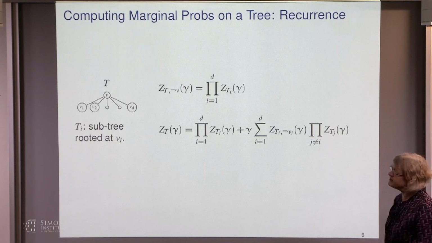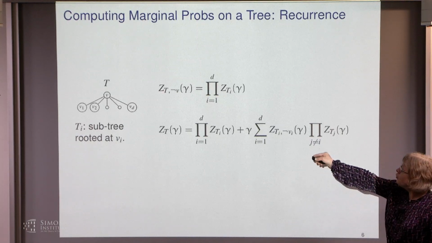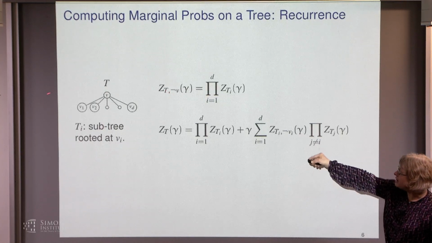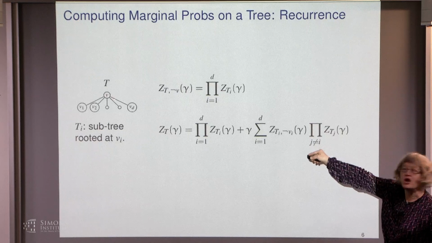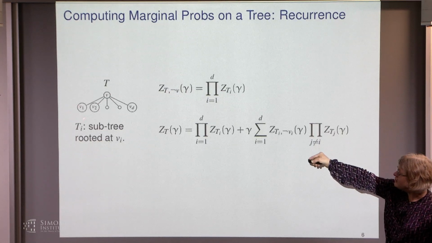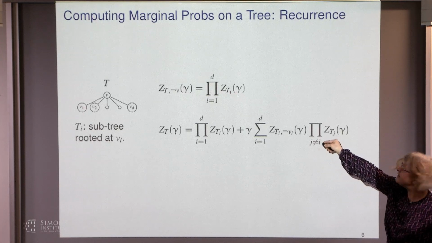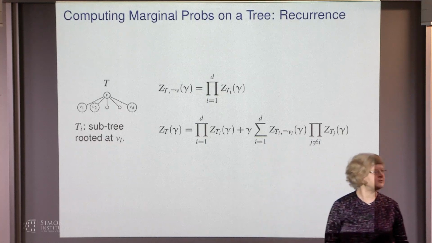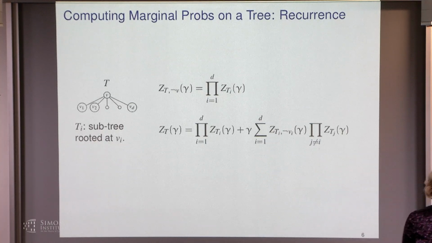Then let's just try and write down some of these things. So what is the partition function for the matching polynomial, given that v is not matched? Well, if v is not matched, then I can do whatever I like in the ith subtree for all of them. So this partition function is just the product of the partition functions at all the subtrees.